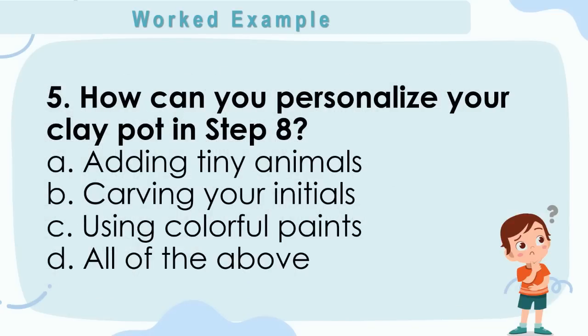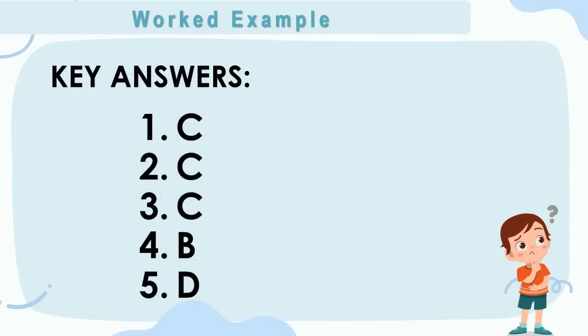Number 5. How can you personalize your clay pot in step 8? A. Adding tiny animals. B. Carving your initials. C. Using colorful paints. Or D. All of the above. Here are the correct answers. For number 1, we have C. 2, C. 3, C. Number 4, B. And number 5 is D.